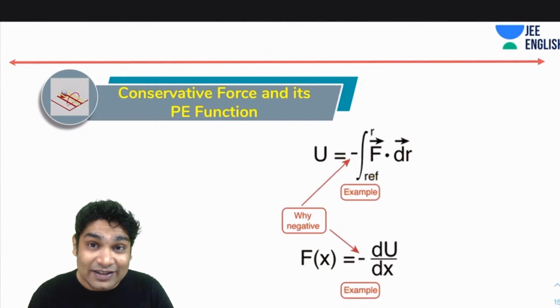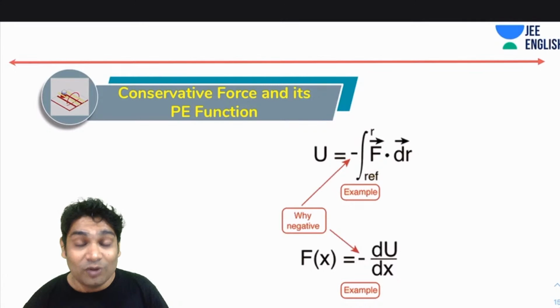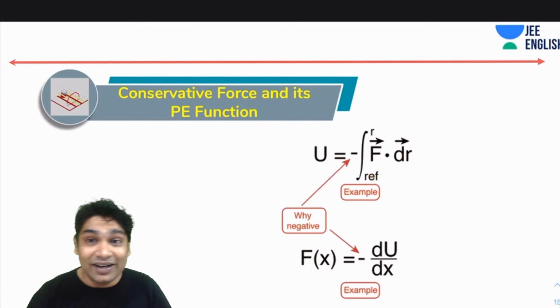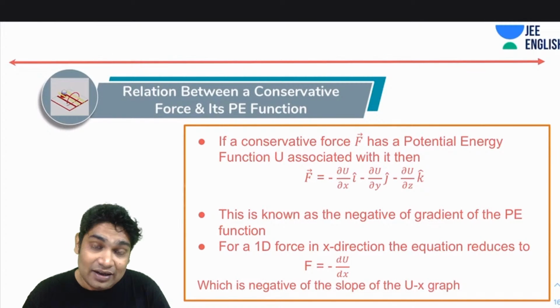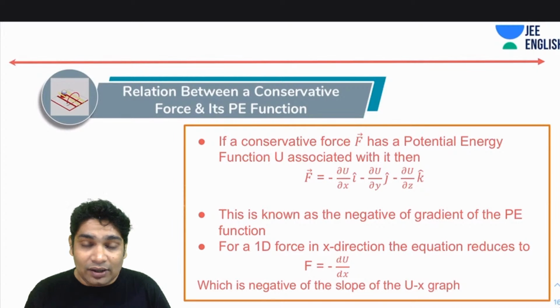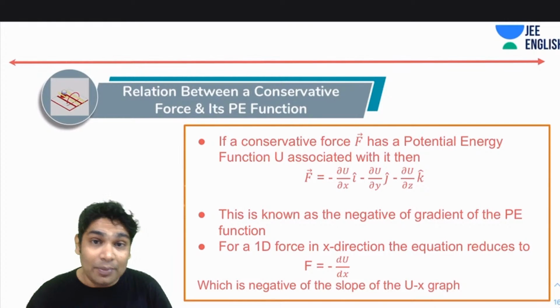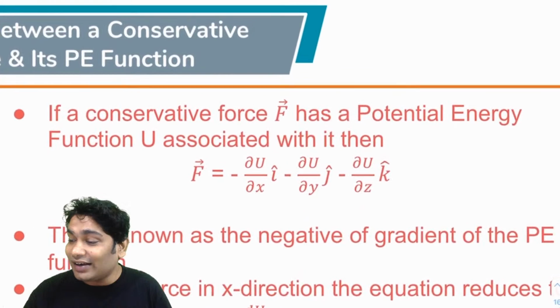All right. Next, let's talk about conservative forces and potential energy functions, the relation between them. Any conservative force F vector has a potential energy function U, which we talked about in the last class. In the last class, I told you that you can define a mathematical function U, which will be a function of the position X, Y, and Z, and that will correspond to a conservative force. Now I'm telling you that these two are related like this.